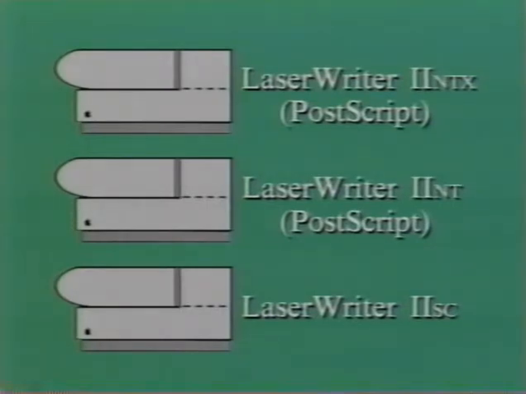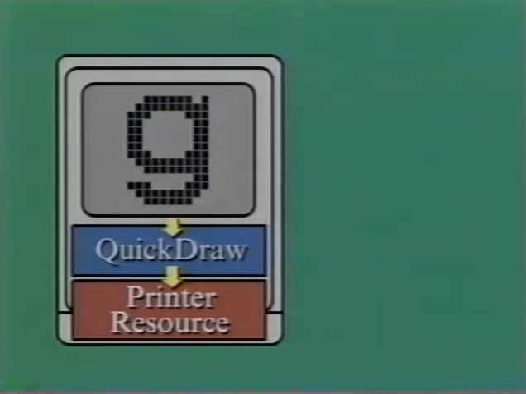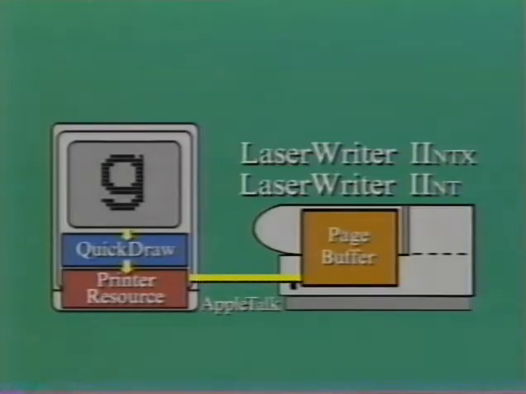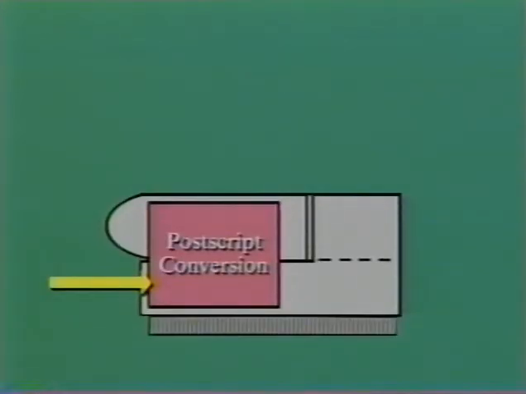PostScript is the industry standard page description language used in the printing process of the Laserwriter 2 NT and the NTX. In this case, the object on the screen is first described in QuickDraw commands. From there, the printer resource for the NT or NTX, resident in the operating system of the Macintosh, converts the QuickDraw commands into a shortened form of PostScript commands. The PostScript commands require little data and are easily and quickly sent through the AppleTalk to the NT or the NTX print controllers. The PostScript commands are now converted into a 300 dpi image.